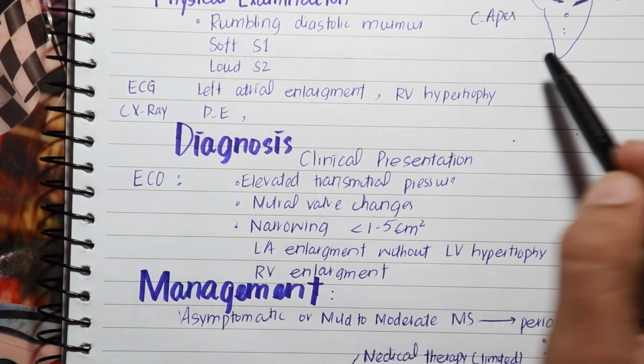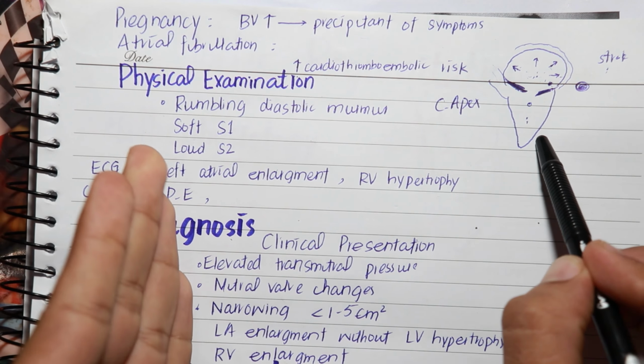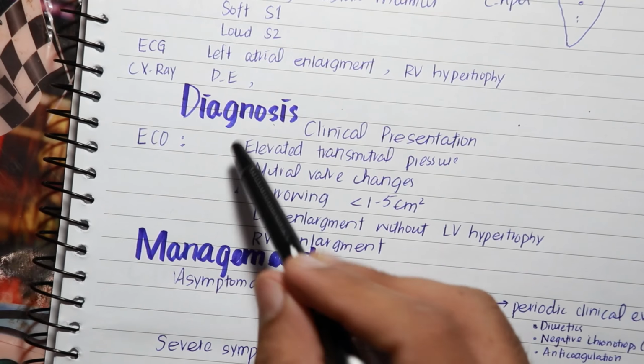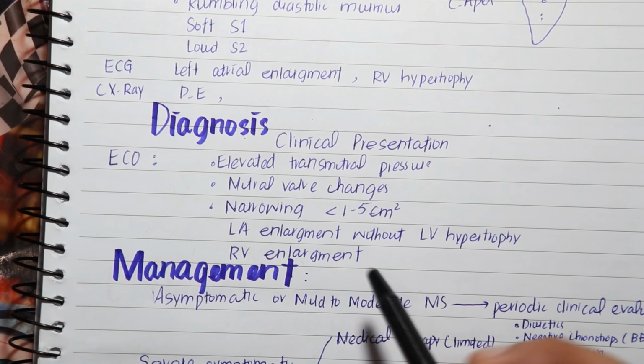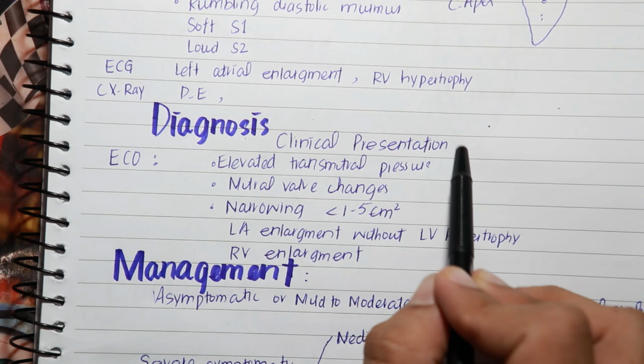But there is no enlargement of the left ventricle, so you will not find that the apex beat is displaced. It is in the normal place. And now how will you make the diagnosis? Diagnosis is basically made on the basis of clinical presentation.